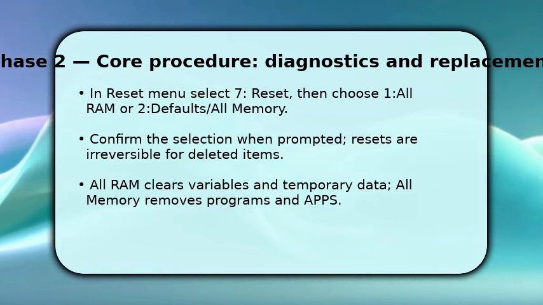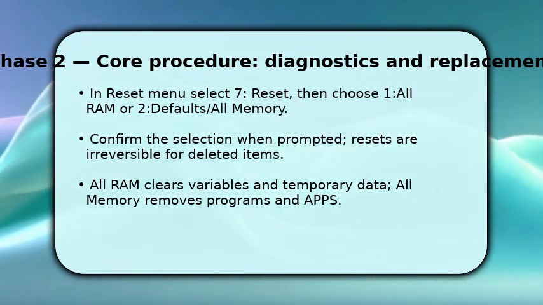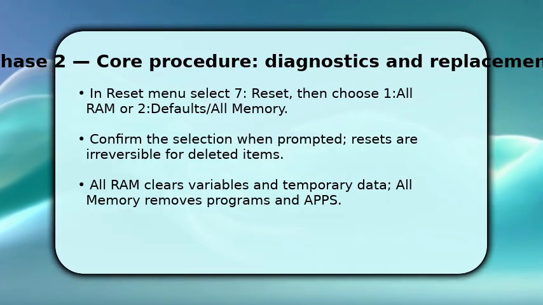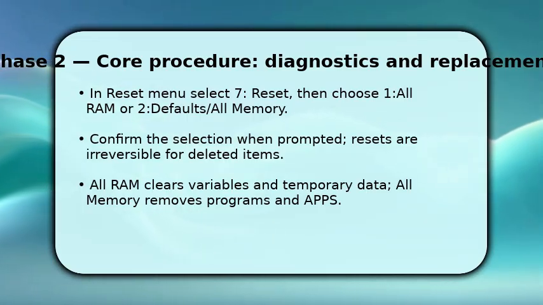Press 7 for reset, then read the options. Choose 1 to clear all RAM if you want to remove variables and temporary data but keep programs, or choose all memory to remove programs, apps, and settings. Make your selection, then press enter to confirm.